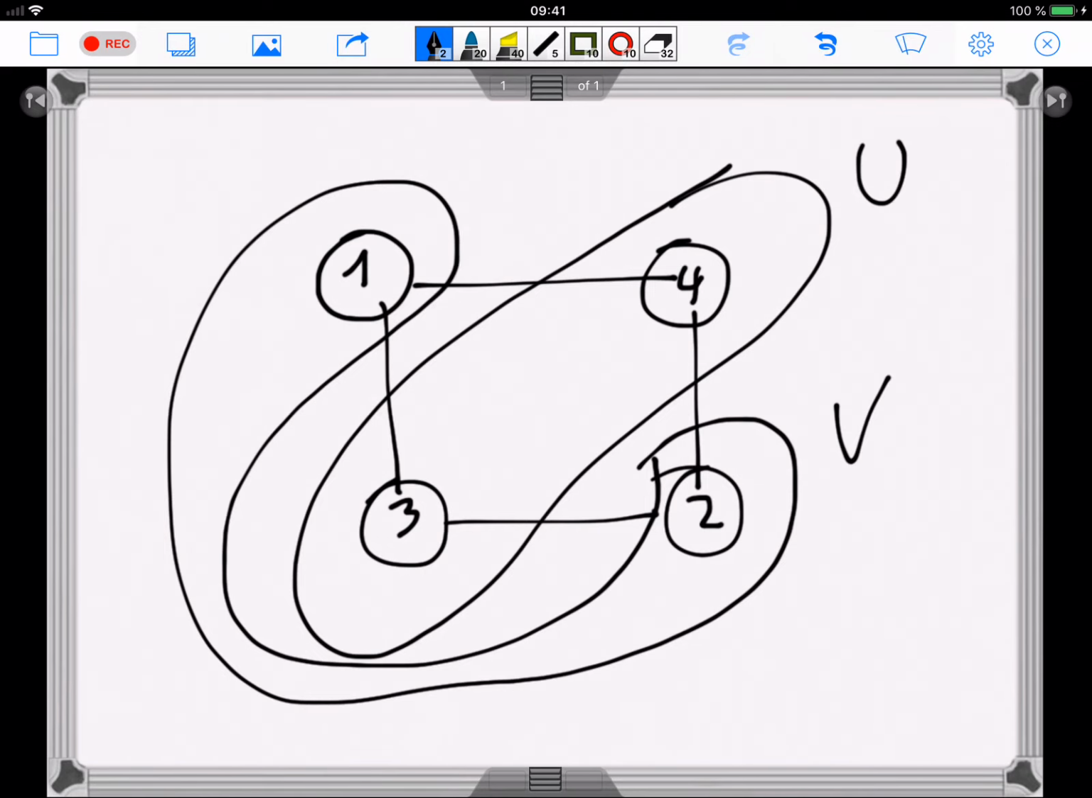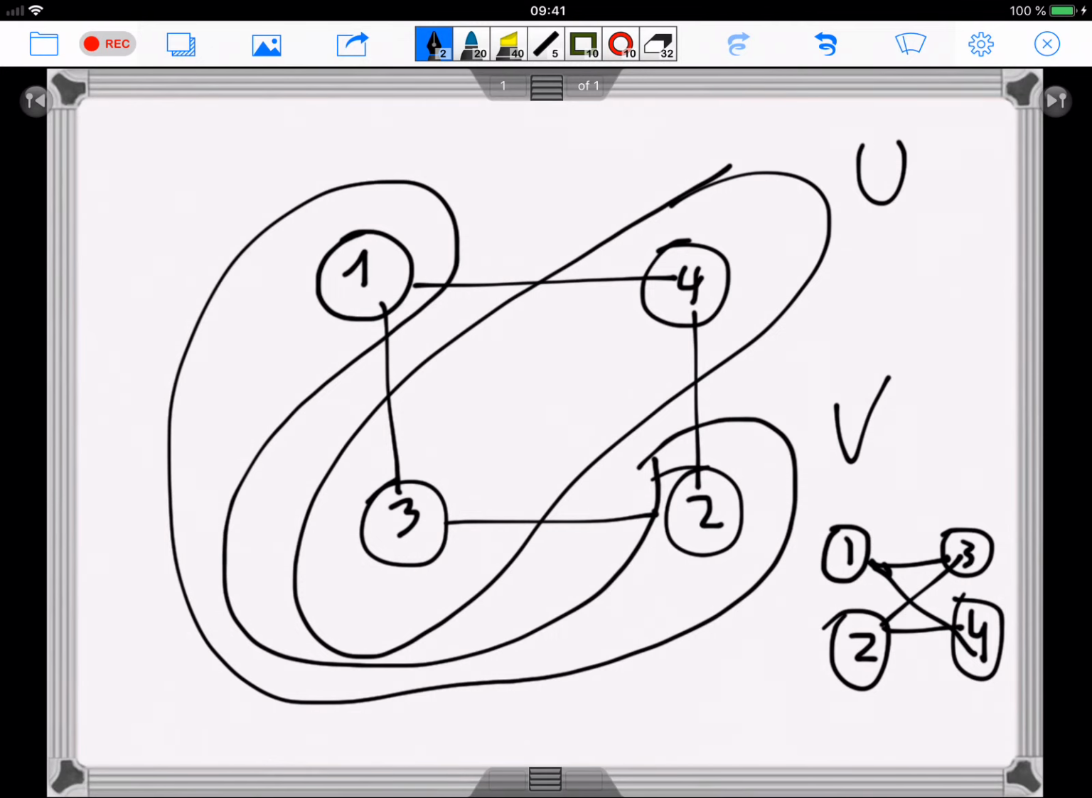I could have done something different. I could have drawn the graph like this: 1 and 2 on one side, 3 and 4 on the other side, and then I connect 1 to 3 and 4, and 2 to 3 and 4, and then it's more clear that it is bipartite. But it's exactly the same graph. Remember that in a graph, the only thing that is important is what is connected to what.